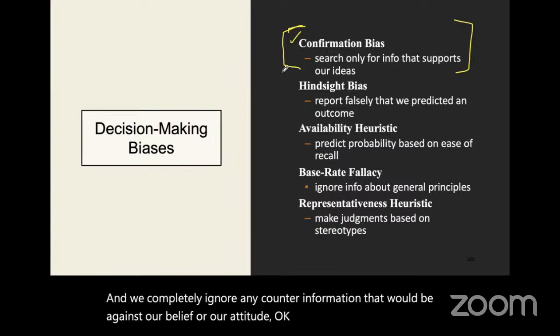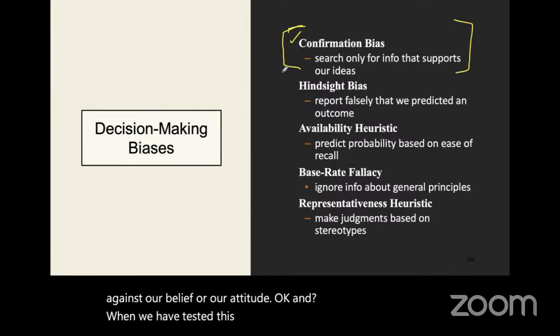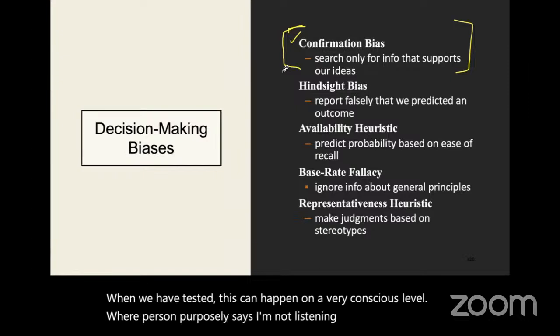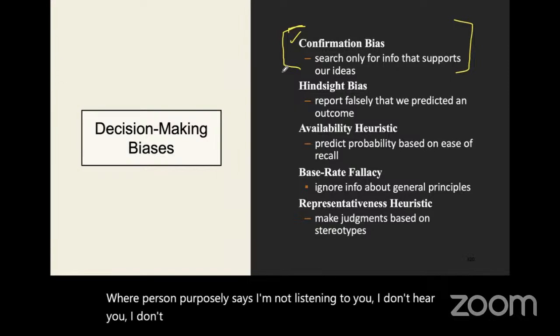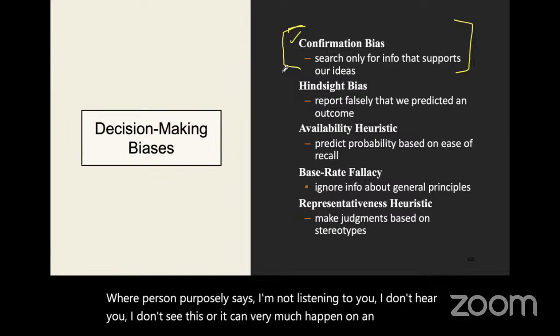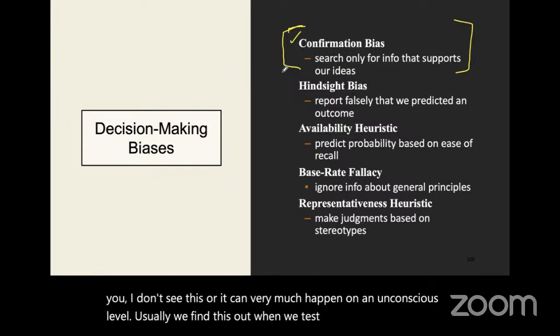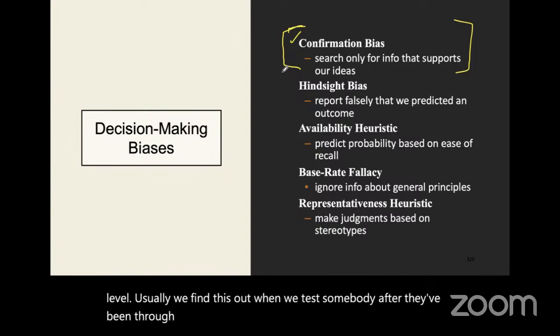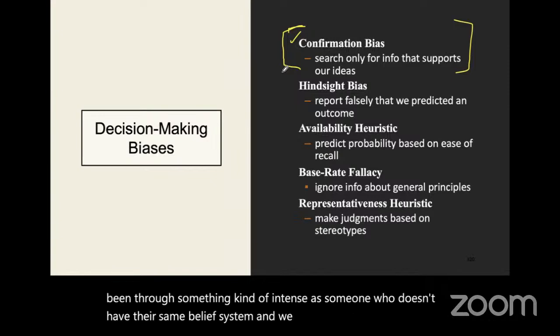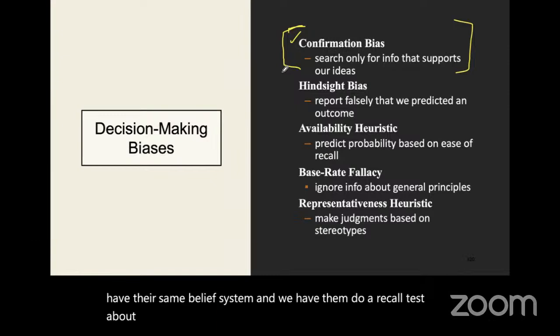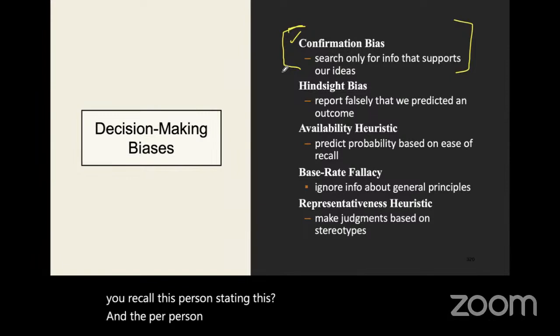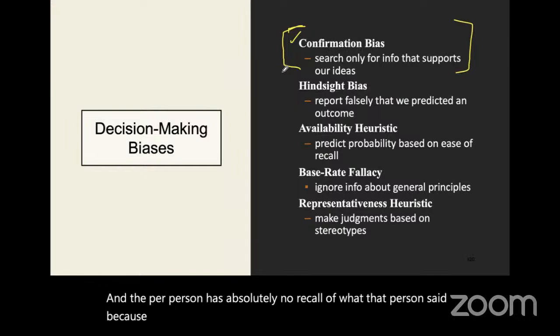And when we have tested this, this can happen on a very conscious level, where a person purposely says, I'm not listening to you, I don't hear you, I don't see this. Or it can very much happen on an unconscious level. Usually we find this out when we test somebody after they've been through something kind of intense, someone who doesn't have their same belief system, and we have them do a recall test about, did you recall this person stating this? And the person has absolutely no recall of what that person said because it's a counter belief to that individual.